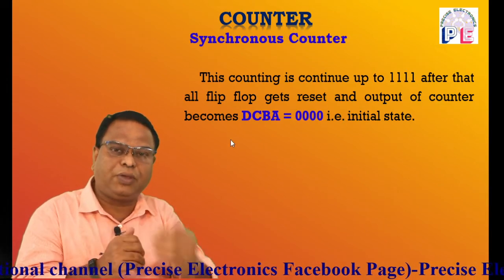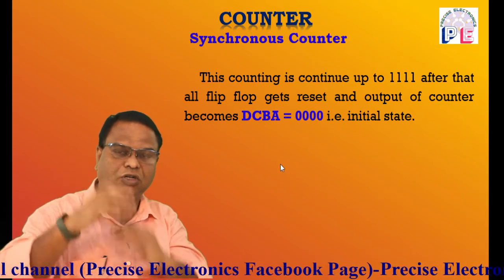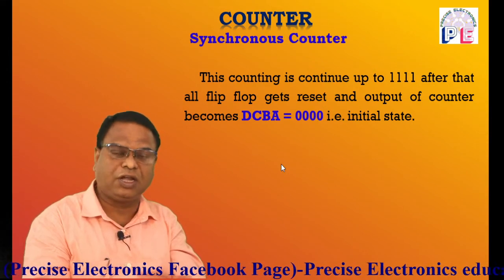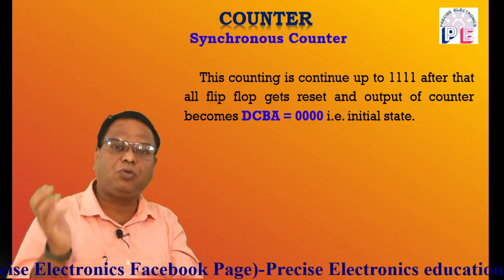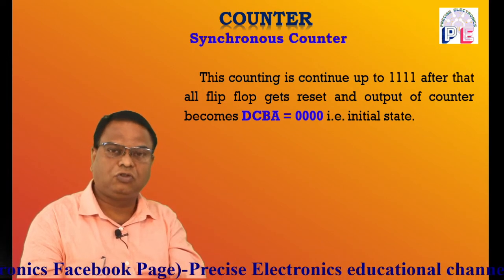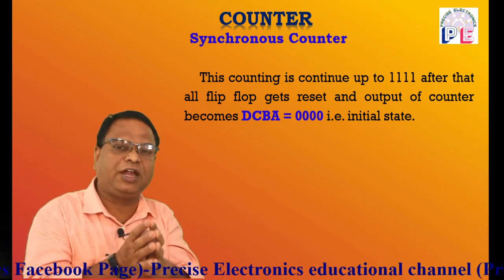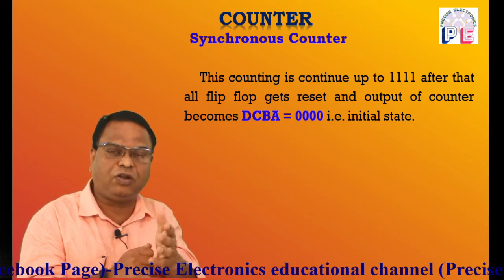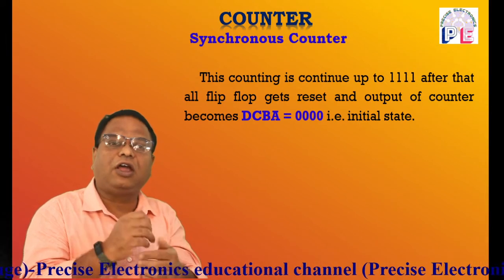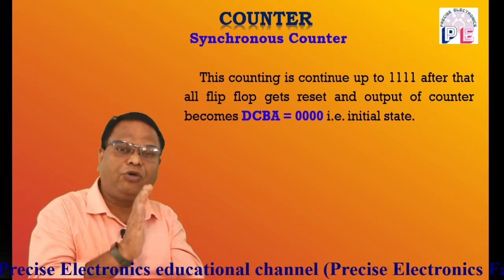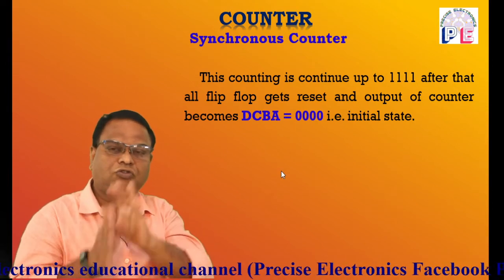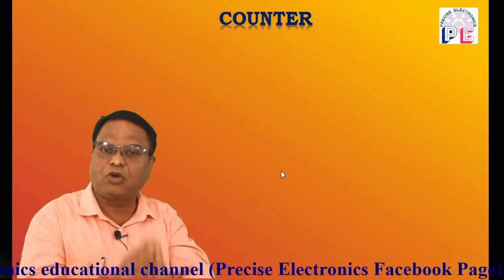That means transition of B occurs when A is in set mode. Transition of C occurs when both A and B are in set mode. And transition of D occurs when A, B and C are all in set mode. So from this we can conclude that the transition of state occurs only when the previous flip-flops are in set mode. So that is the 4-bit synchronous counter.